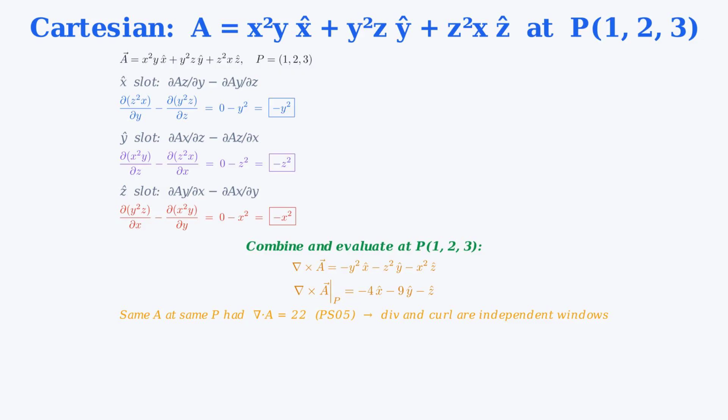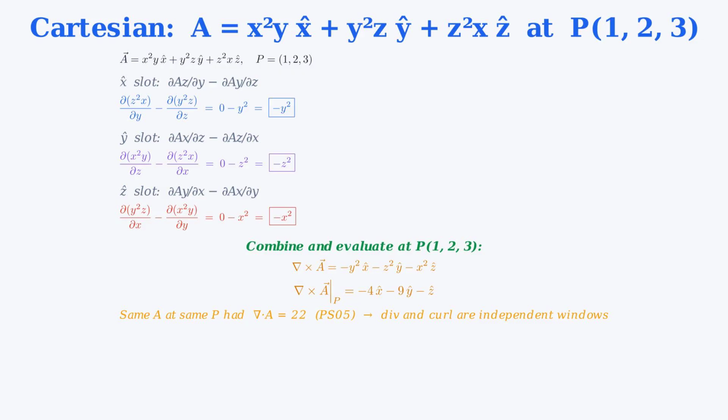Z hat slot, partial Ay over x minus partial Ax over y. Ay is y squared z, partial with respect to x is 0. Ax is x squared y, partial with respect to y is x squared. So the z hat component is 0 minus x squared, which is minus x squared. Put it together.